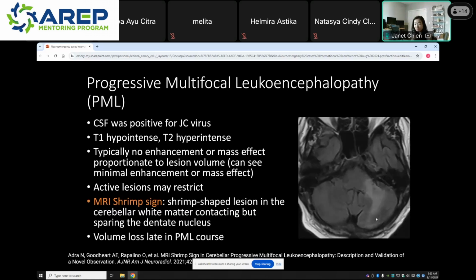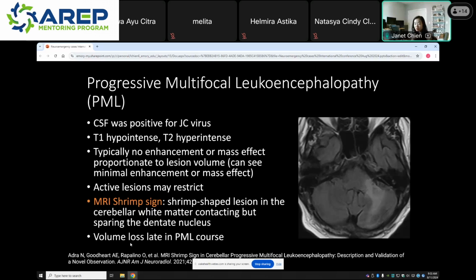And this has been described as the shrimp sign. So it's a shrimp-shaped lesion in the cerebellar white matter, contacting but sparing the adjacent dentate nucleus. I was reading this case out with the fellow, and the fellow was telling me, well, if it's PML, why would you have volume loss? If it's infection, why would you have volume loss?